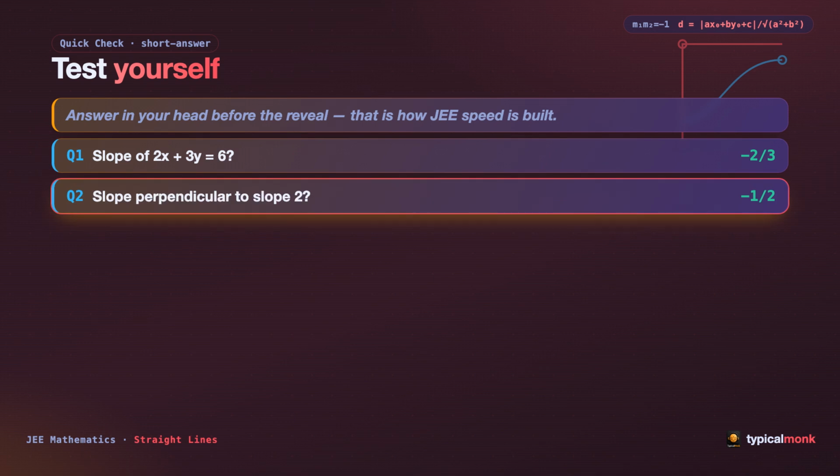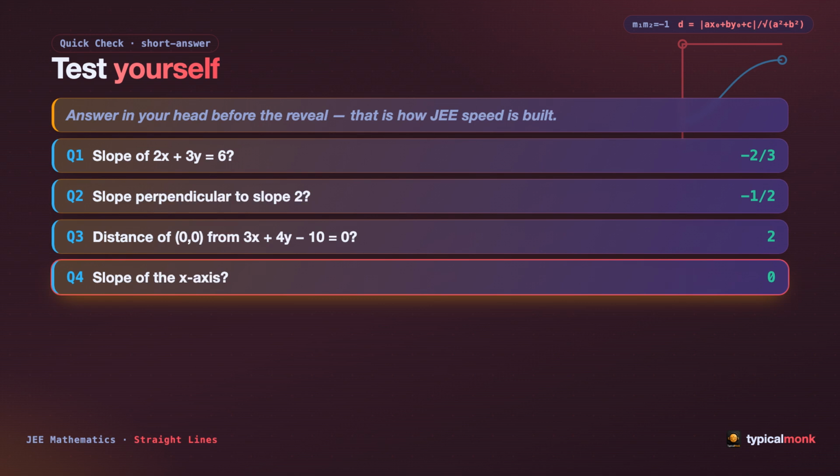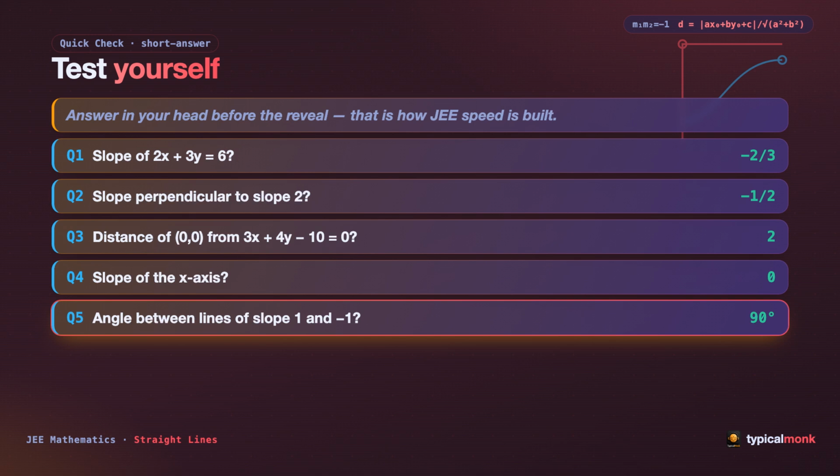Question 2. The slope perpendicular to a slope of 2. The negative reciprocal, −1/2. Question 3. The distance of the origin from 3x + 4y − 10 = 0. The modulus of −10 over the square root of 9 + 16, 10/5, which is 2. Question 4. The slope of the x-axis, 0. And question 5. The angle between lines of slope 1 and −1. 1 plus the product is 0. So tan θ is infinite, 90 degrees.